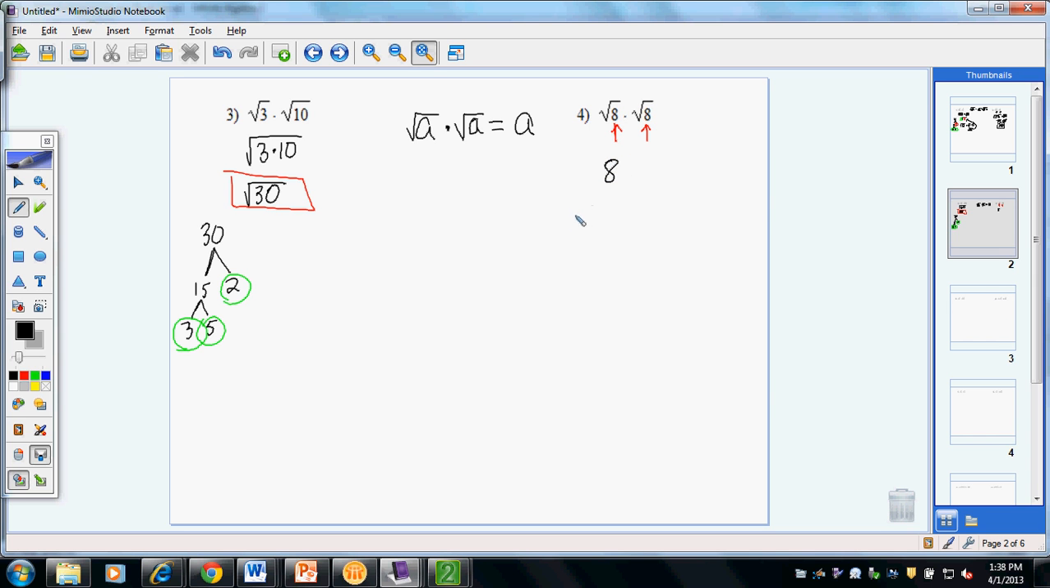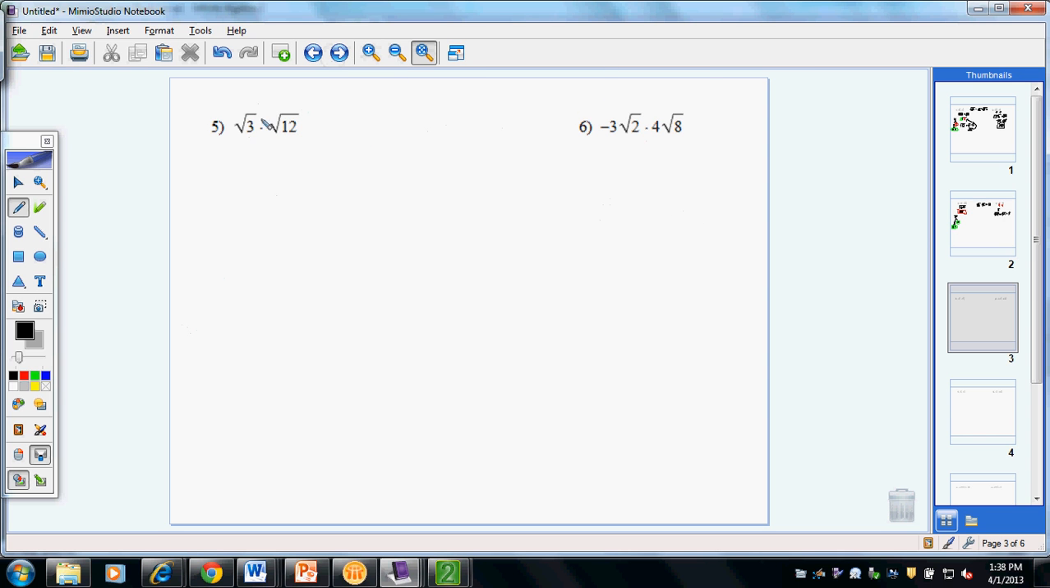If we worked it out, we would take the two radicands, multiply them together, 8 times 8, which equals the square root of 64, and we might remember that the square root of 64 is in fact 8. Okay, so we're going to move on.